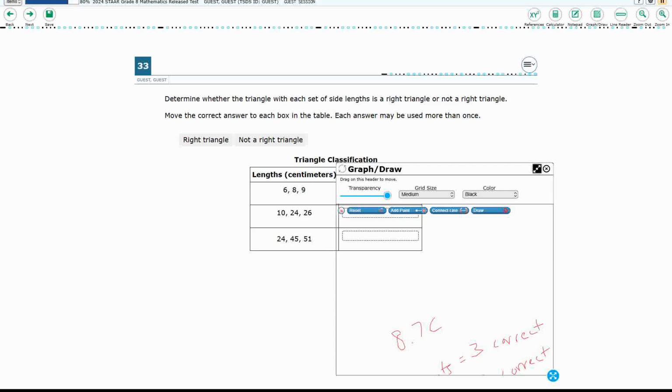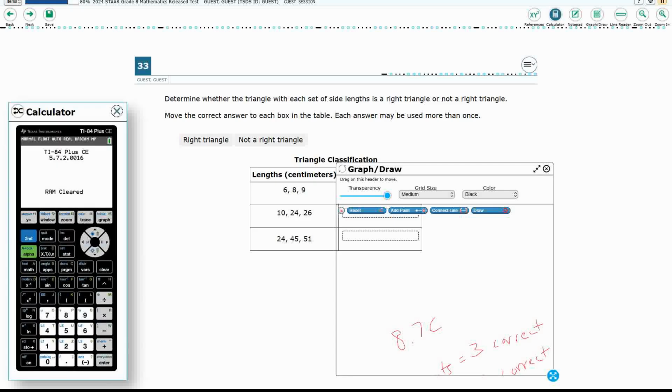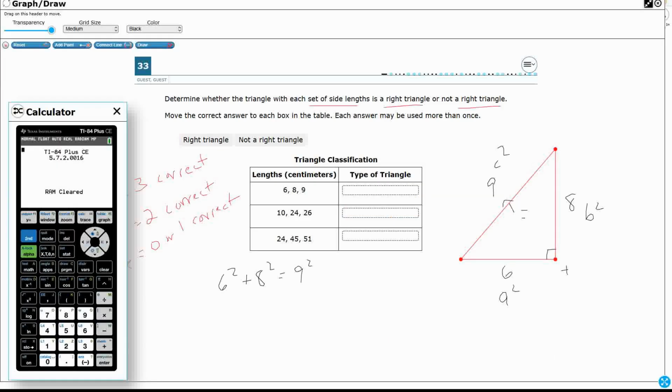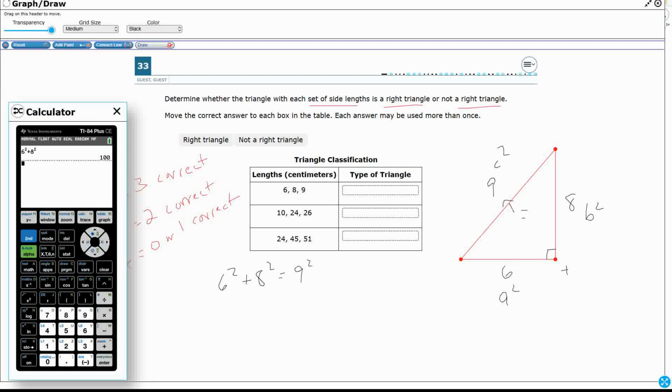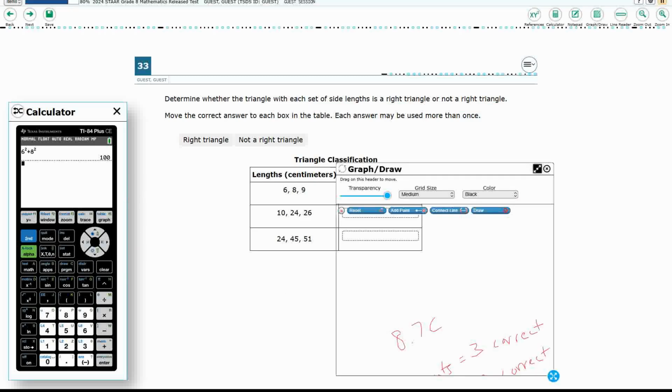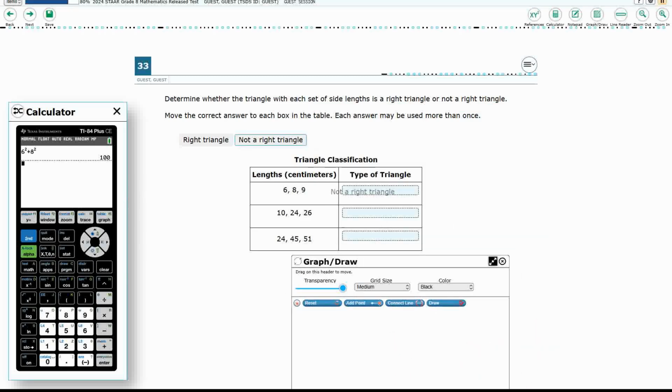Well, no need to guess. Let's just use the calculator on this. So 6 squared plus 8 squared. 9 squared is 81. That's 100. So 6 squared plus 8 squared does not equal 9 squared because 100 does not equal 81. So on this first one, we will say it is not a right triangle.